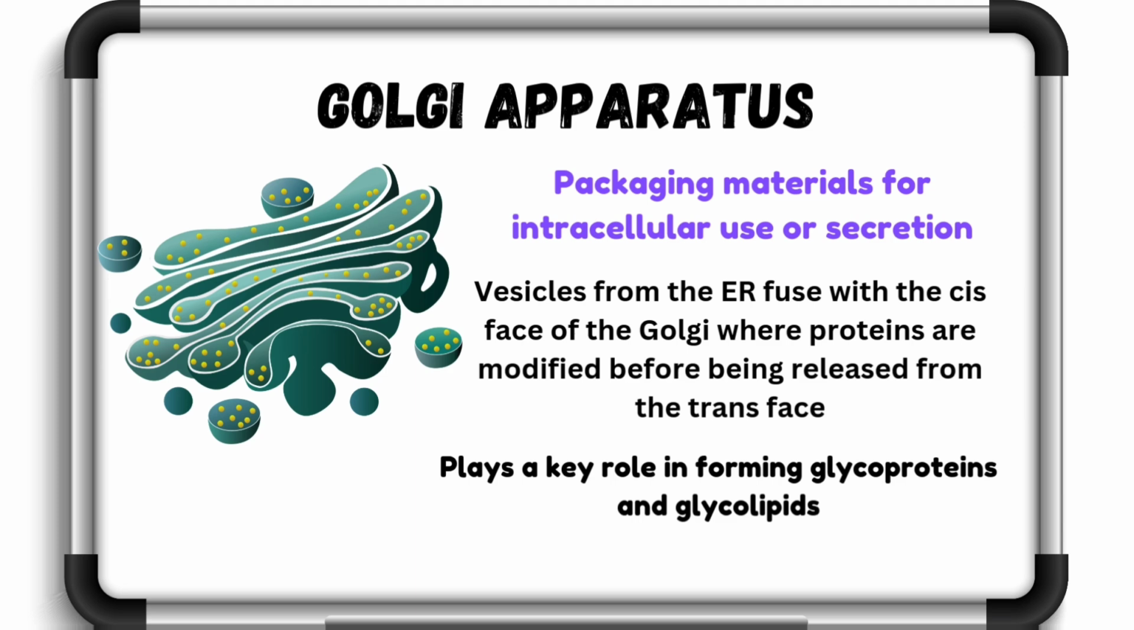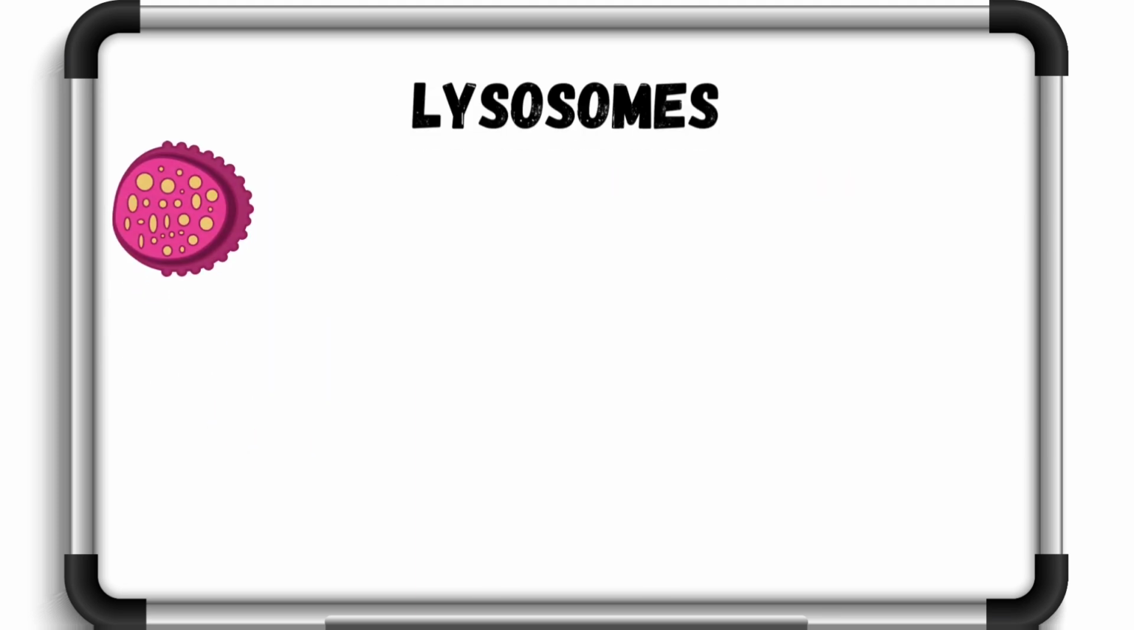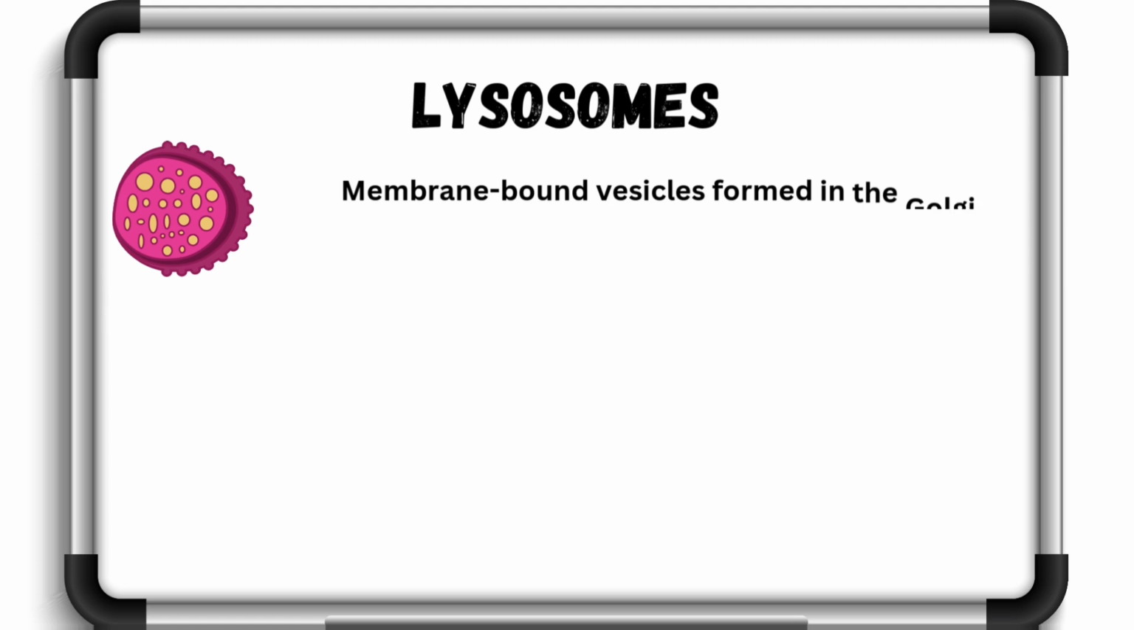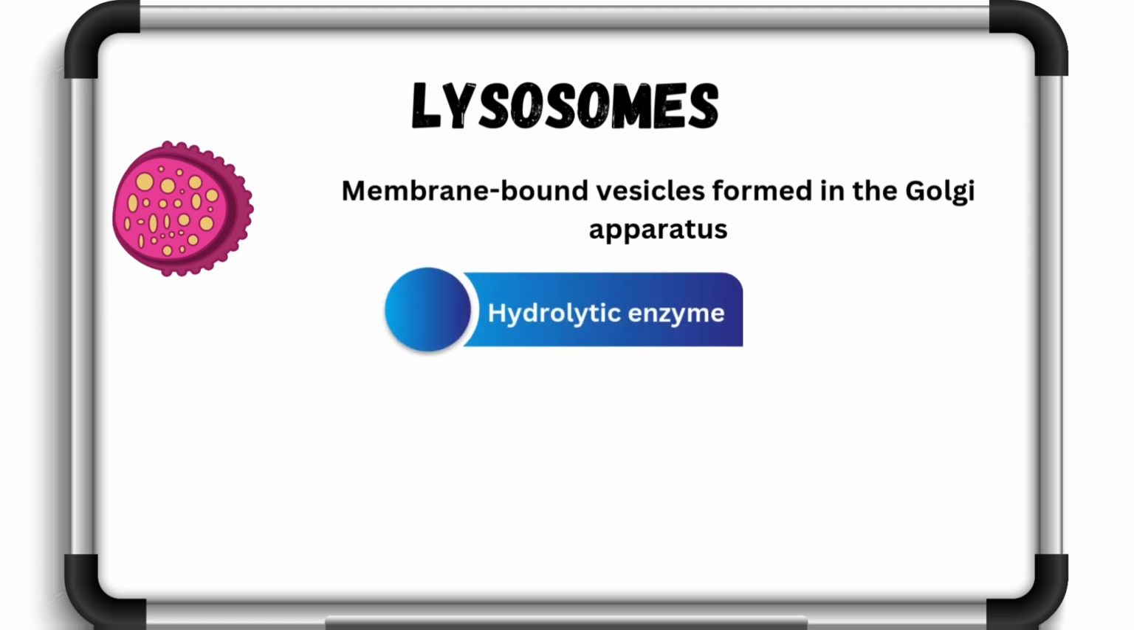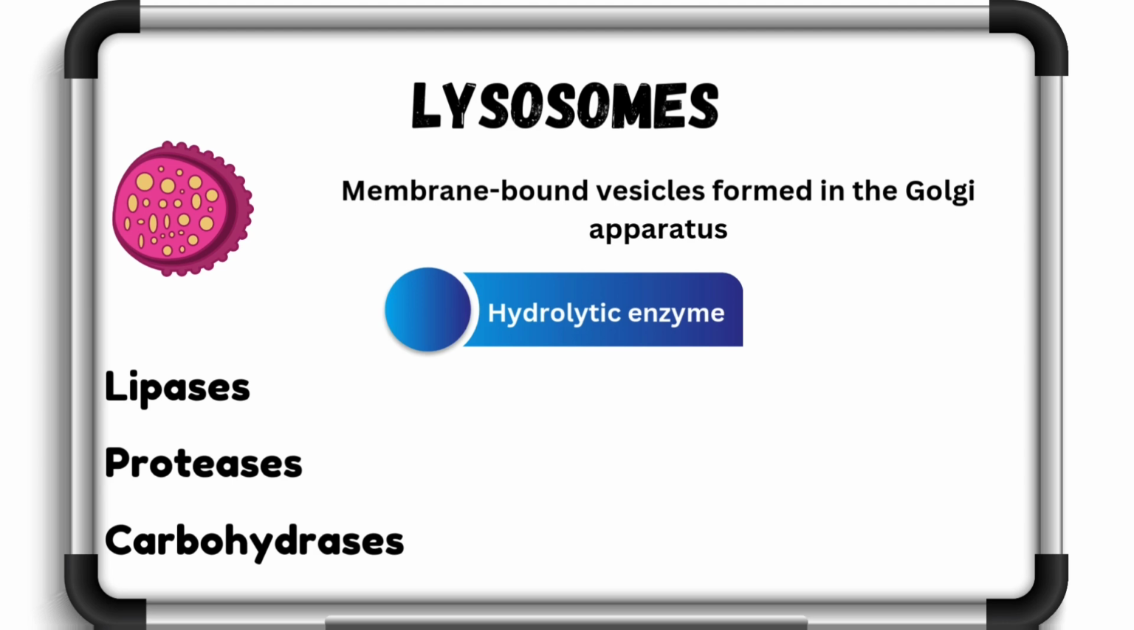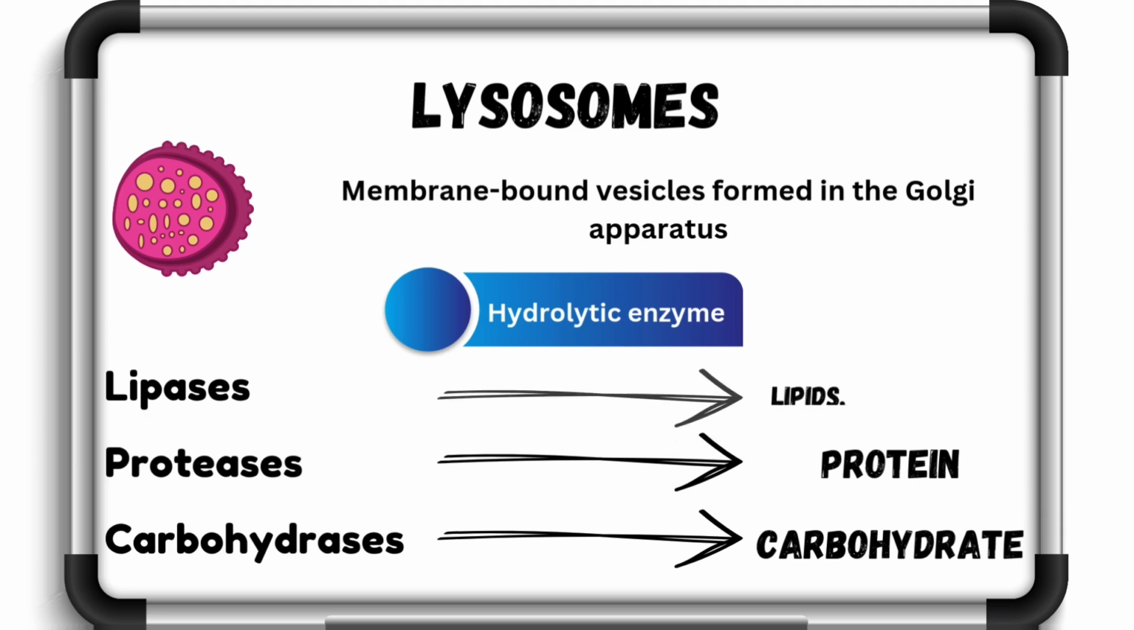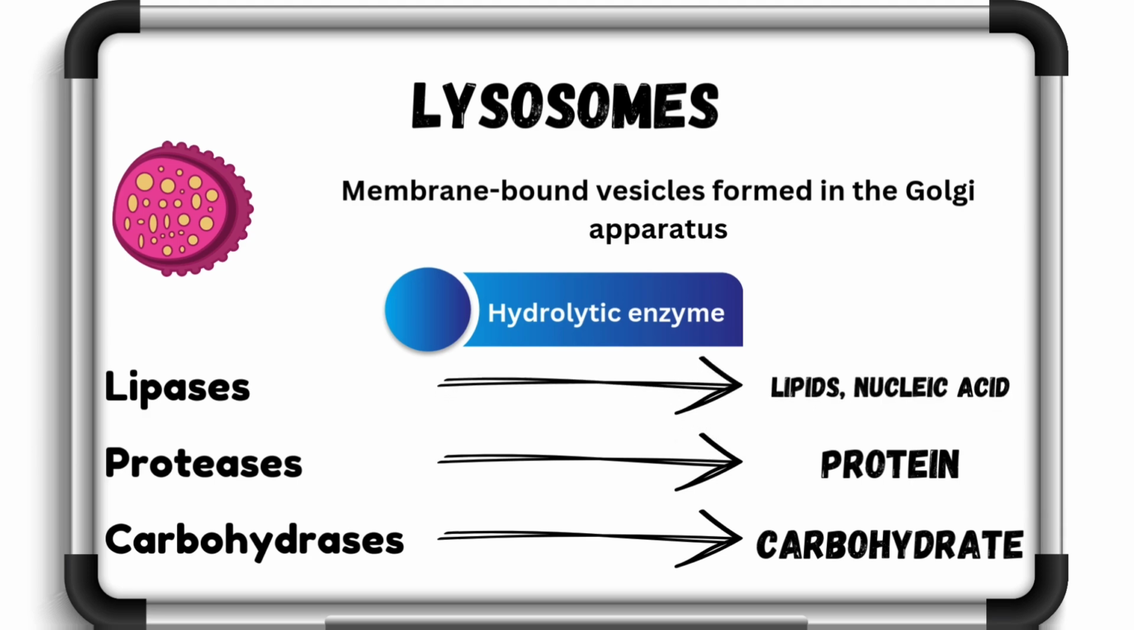Now let's talk about the cell's recycling center, the lysosomes. These membrane-bound vesicles originate from the Golgi and contain hydrolytic enzymes like lipases, proteases, and carbohydrases that function in acidic conditions. They digest carbohydrates, proteins, lipids, and nucleic acids, basically breaking down waste and worn-out cell components.